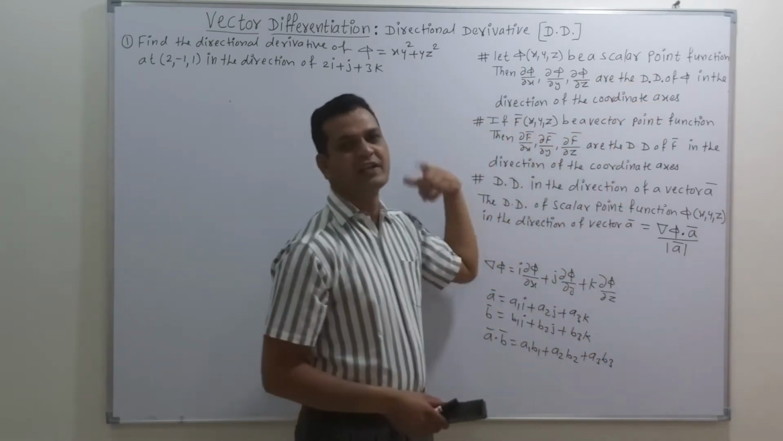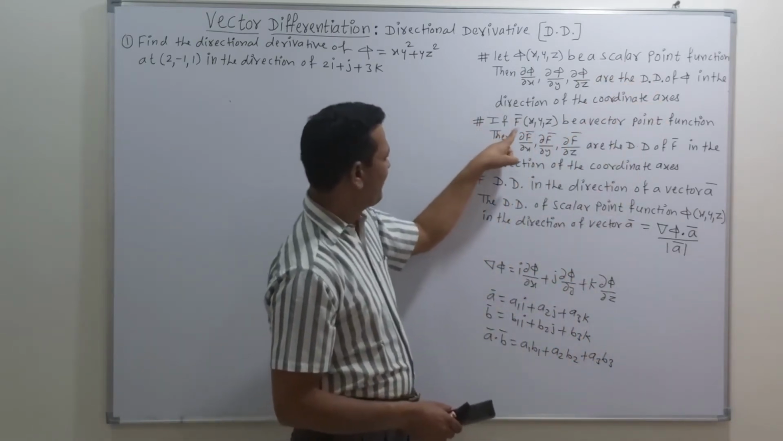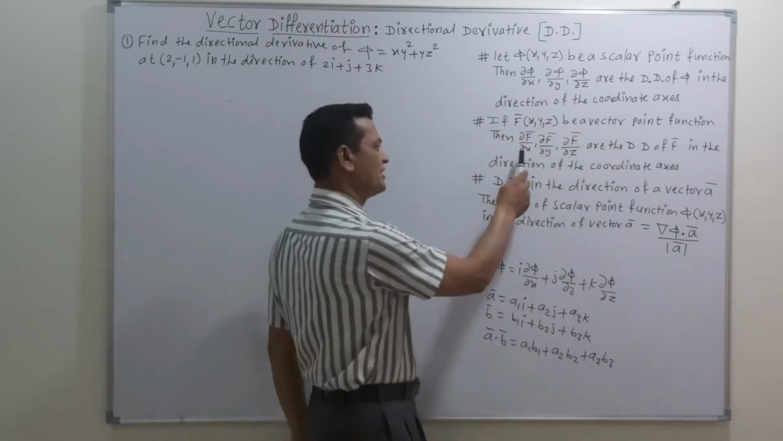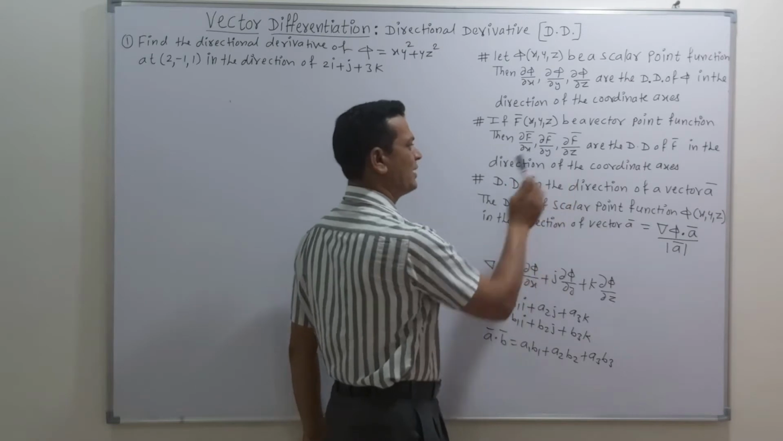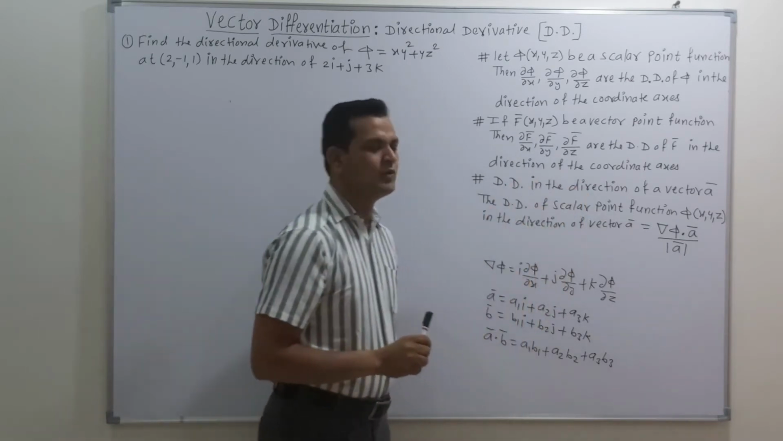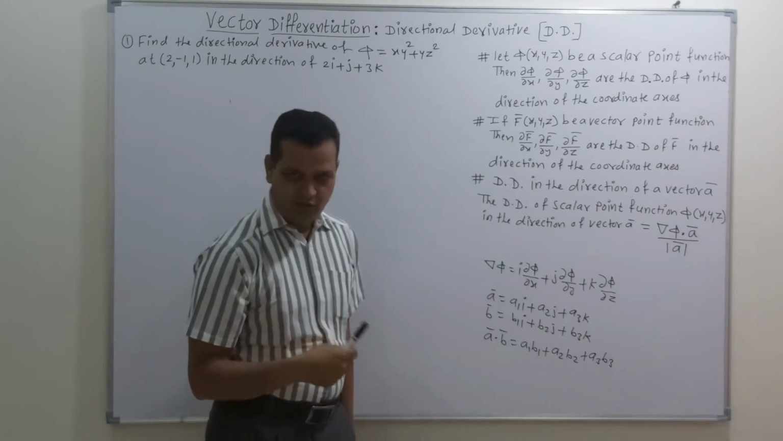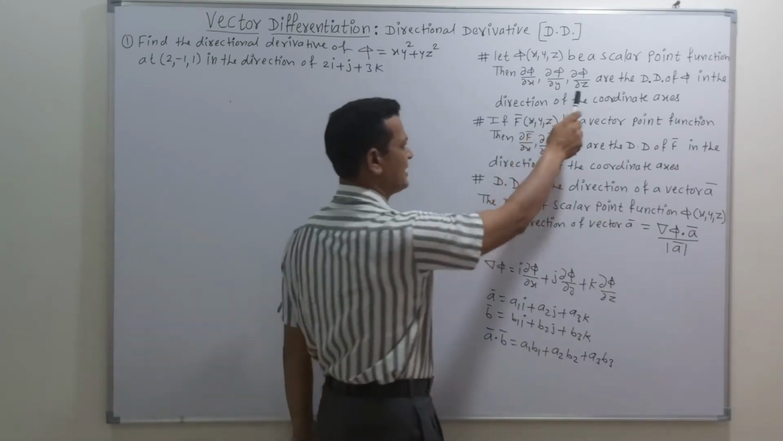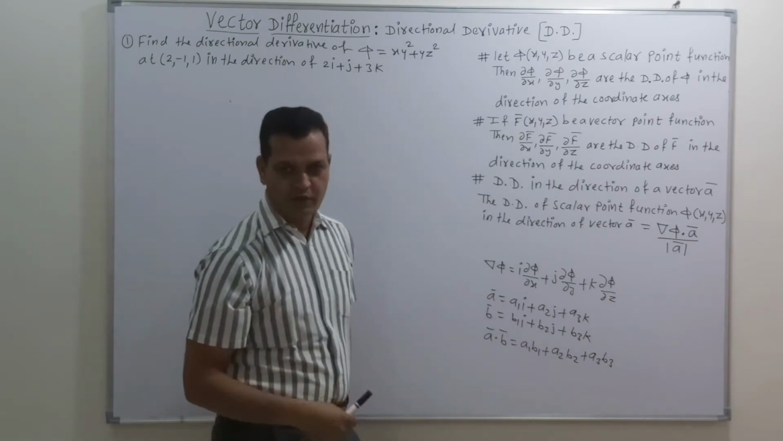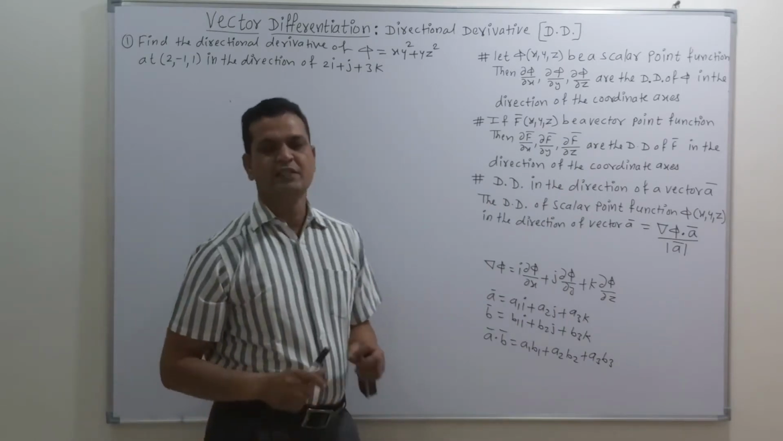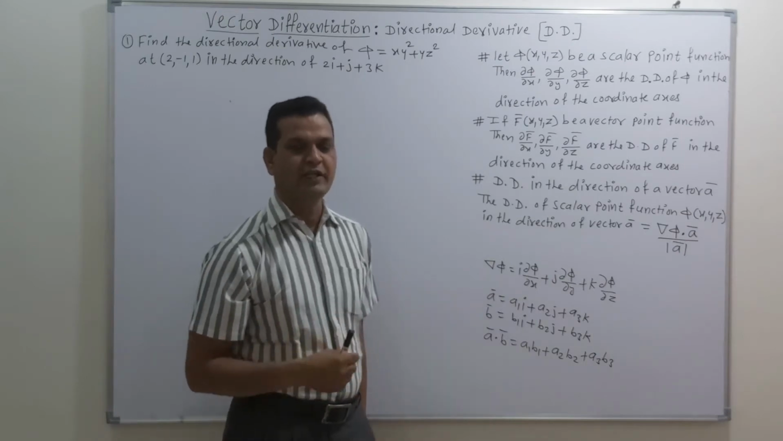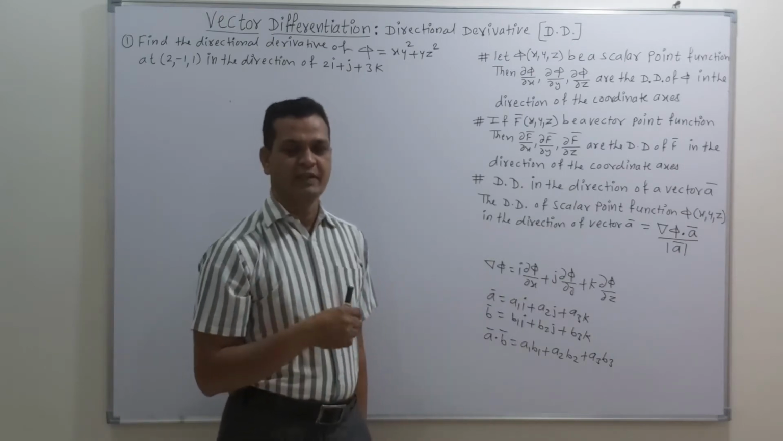Similarly, this is for the scalar point function. For the vector point function, if f of x, y, z is a vector point function, then the partial derivative of f with respect to x, with respect to y, and with respect to z are the directional derivatives in the direction of the coordinate axes. So this is for the scalar point function, and these are the concepts related to the vector point function. Now friends, in this video lecture our main focus is how to find the value of the directional derivative in the direction of a vector A.